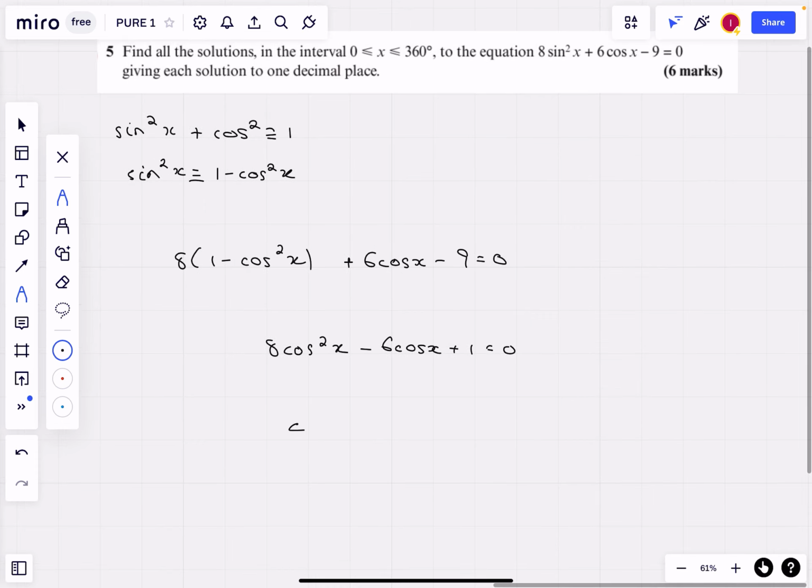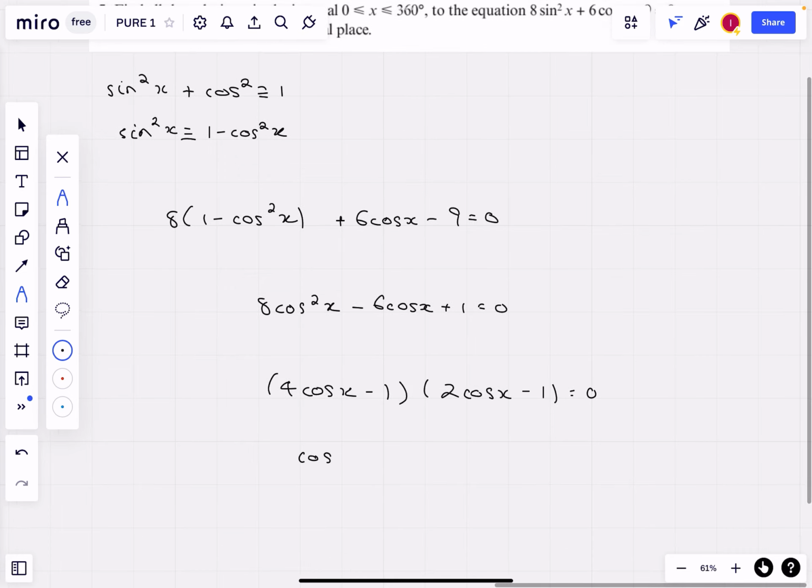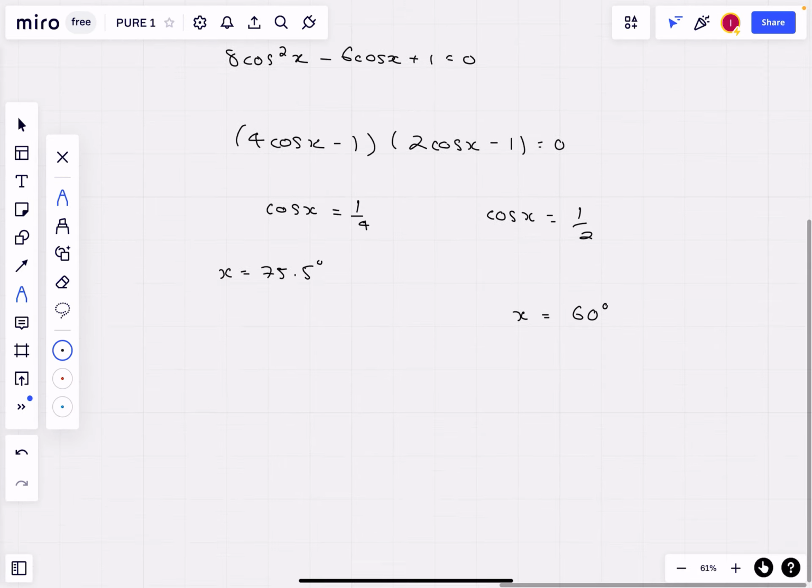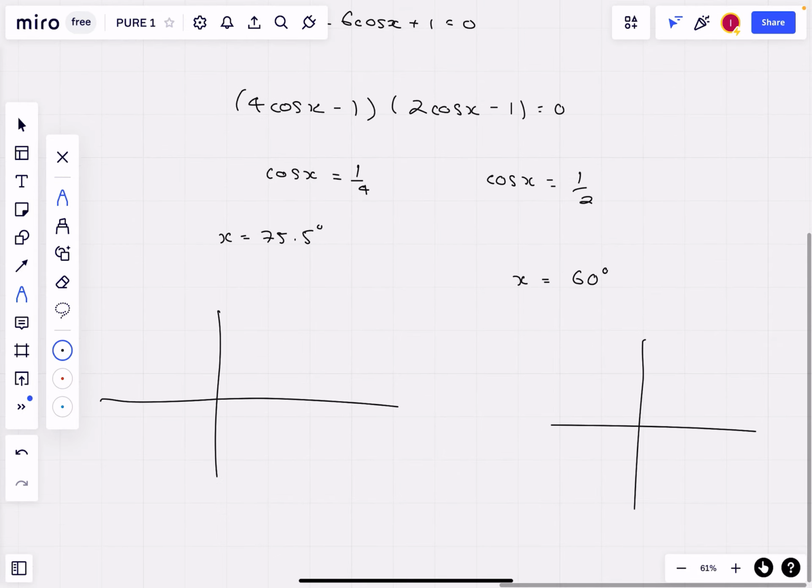After factorizing, you get this bracket and this bracket. And when you solve, these are your two solutions. Cool. Cos x equals a half gives you x equals 60 degrees. This gives you x equals 75.5 degrees. You're going to do the CAST diagram separately. You're going to do one for this, one for that.